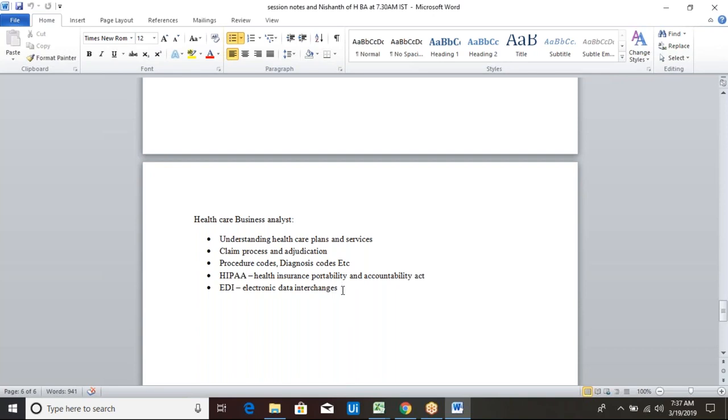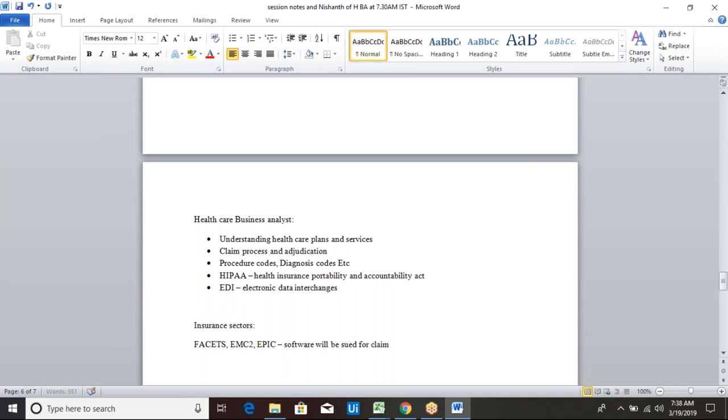Apart from that, whatever applications are used in the healthcare sector, especially when we talk about insurance, there are a few applications used in real time. One is Facets, EMC Square, and Epic. These are softwares or ERP applications. Like Facets is an ERP application. These kinds of software will be used for claim processing.